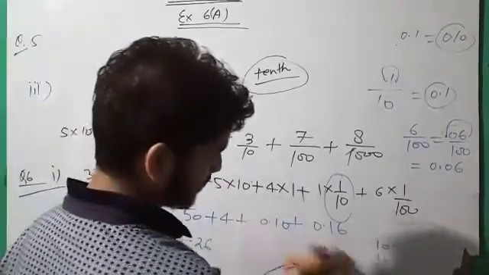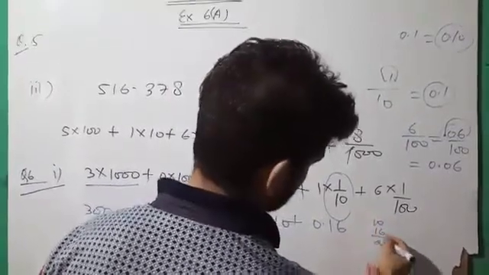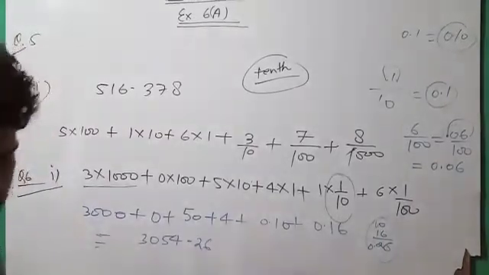16 plus 10, that is 26. 10 plus 16, that is 26. So 26 means 0.26. So we have to just add 0.26 here.